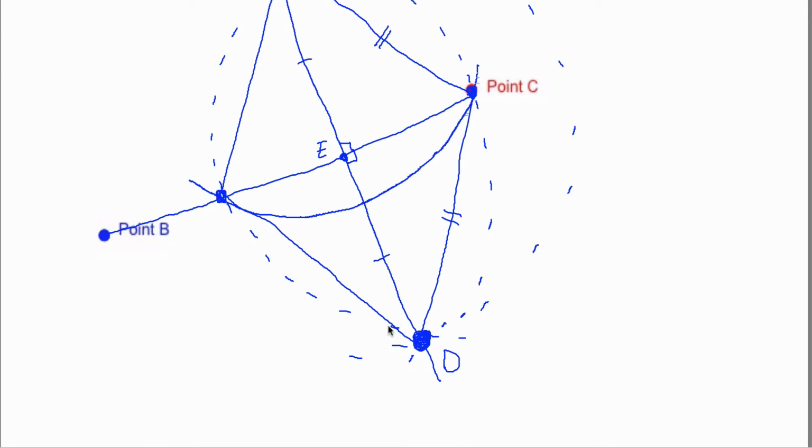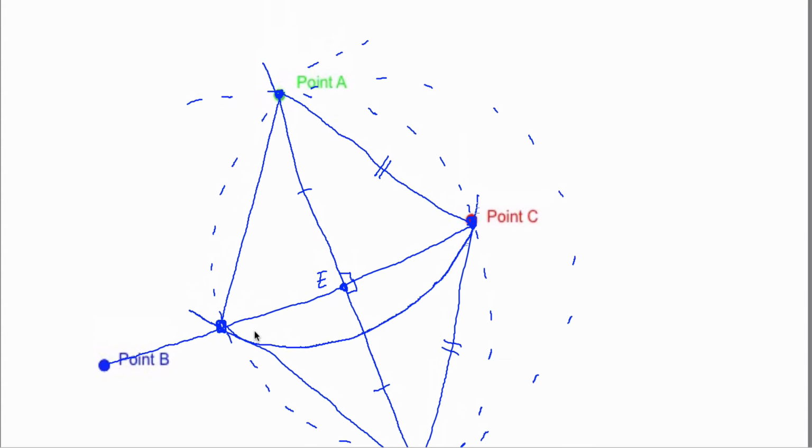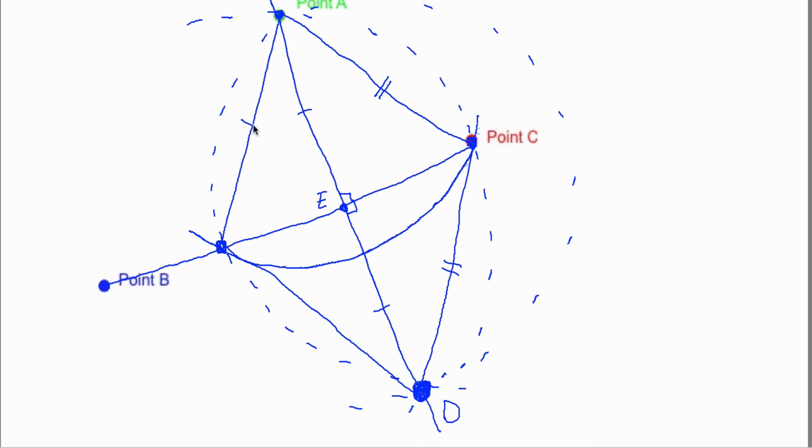And by the same logic, triangle DEB is congruent to triangle AEB, so therefore this side length is the same as this side length. It turns out that this is the same as this as well, but you end up not needing that. This is more than just a kite. It ends up being a rhombus. But you end up not needing that. All you need to know is that this is a kite.